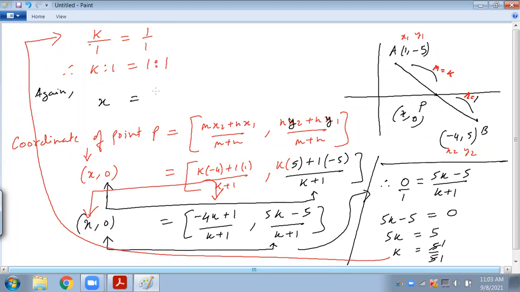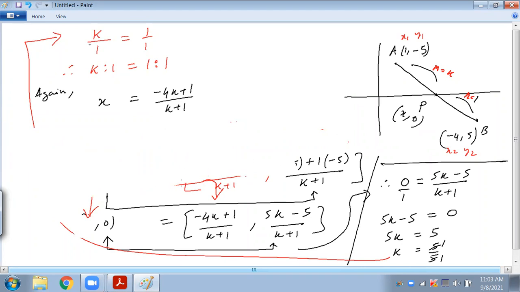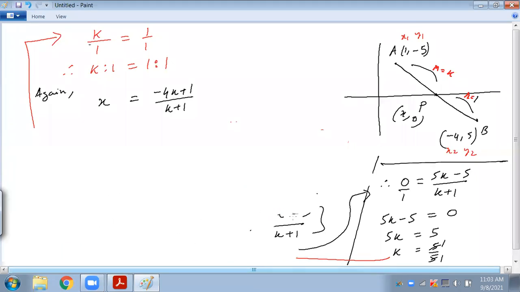So x will be equal to what? (-4k + 1) by (k + 1). And put the value of k. K value we already got, it is 1 by 1, which means k is 1. Since you are asked to find the coordinate of the point also, we have to know x, and then we can write the coordinate of the point of division.